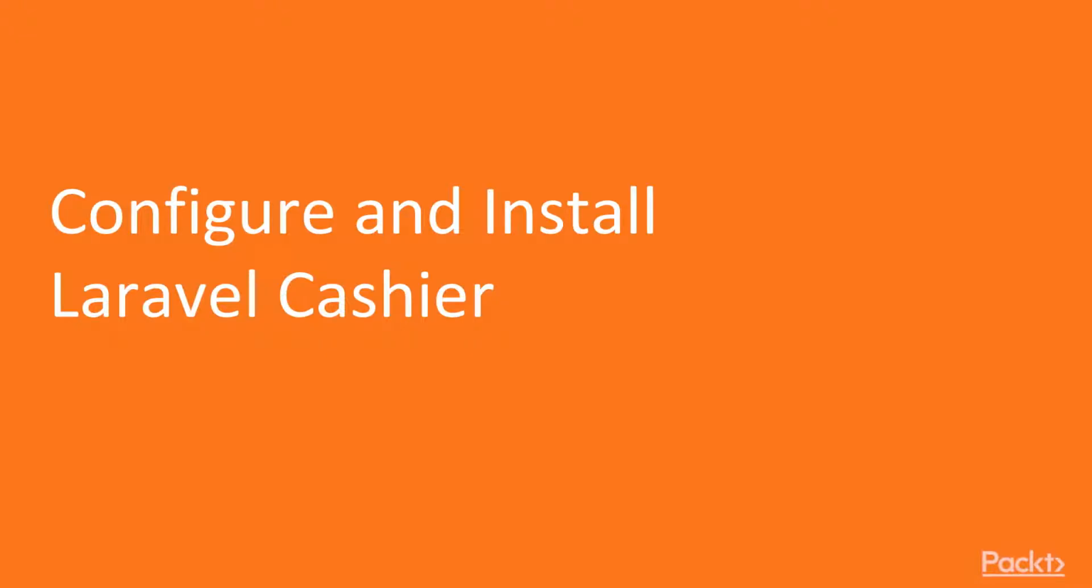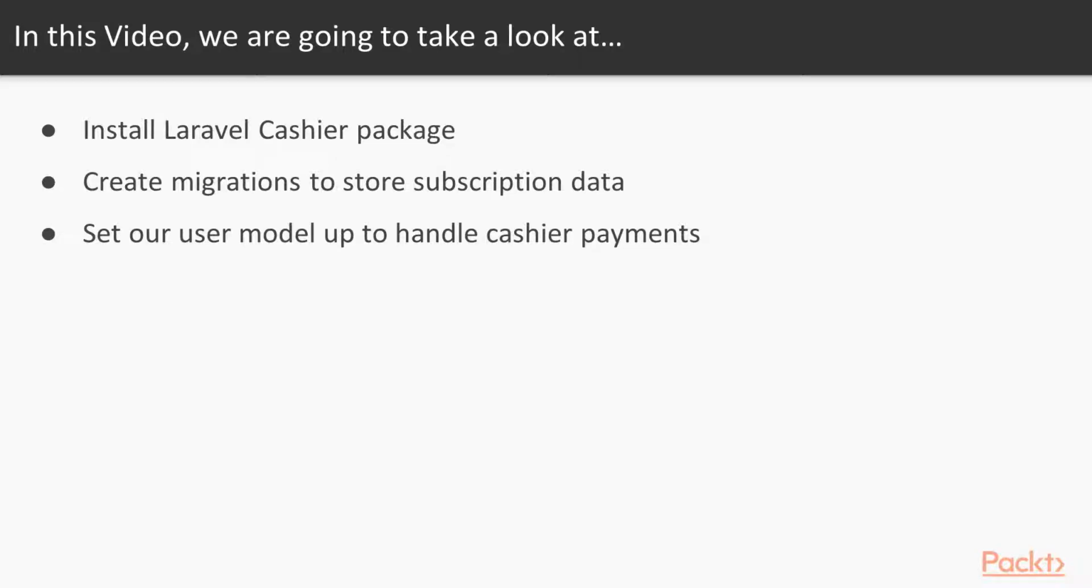So in this video, we're going to start off by configuring and installing Laravel Cashier. So we'll install the Laravel Cashier package, then we'll create some migrations that are necessary to store subscription data, and then it'll be a little bit of a modification to the users table, and then also some stuff onto a new table called subscriptions. And we'll look at that here in just a moment.